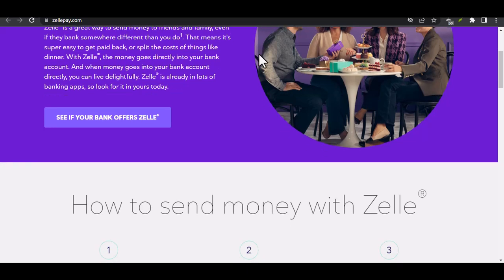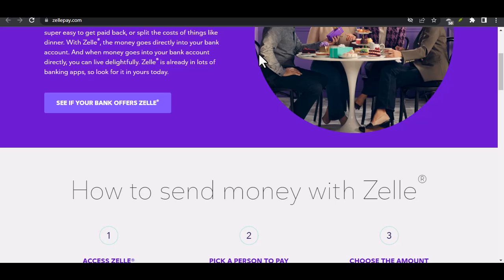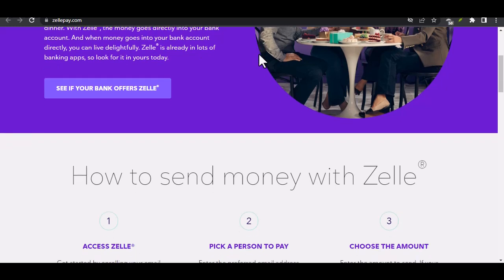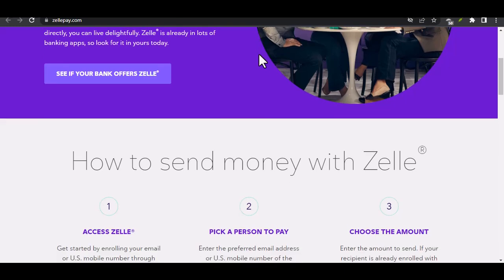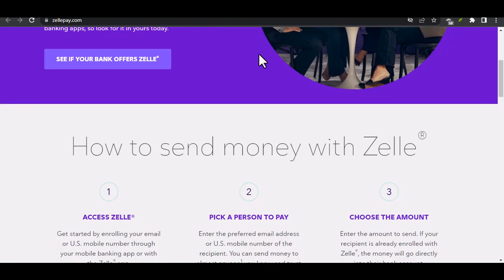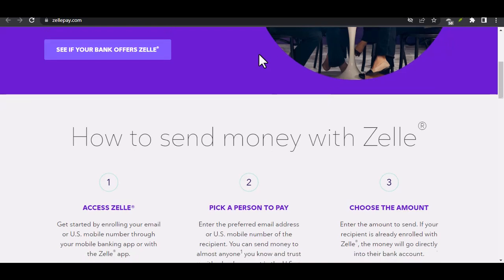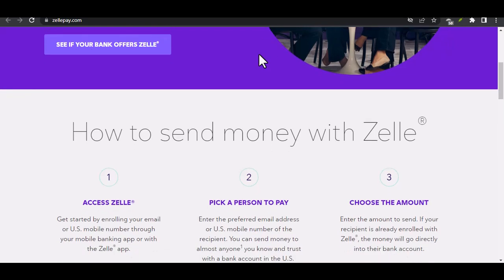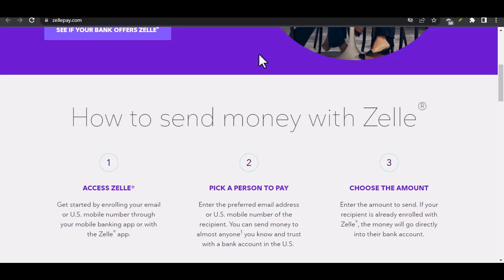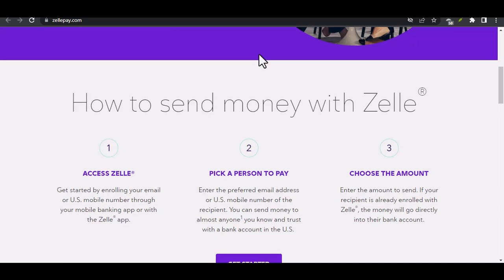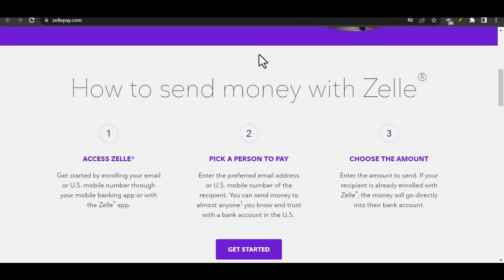Understanding Zelle. Before we dive into the cancellation process, let's quickly understand what Zelle is. Zelle is a peer-to-peer payment network that allows you to send and receive money instantly. It's a convenient way to pay friends, family, or even businesses. The cancellation question. So, can you cancel a Zelle payment once it's been sent? The short answer is, it's not always possible.